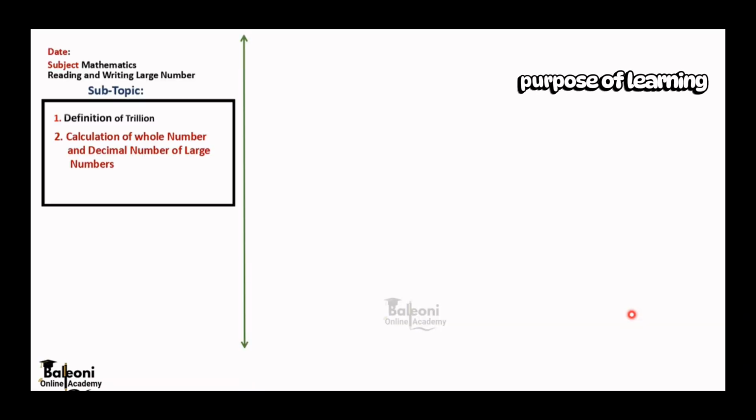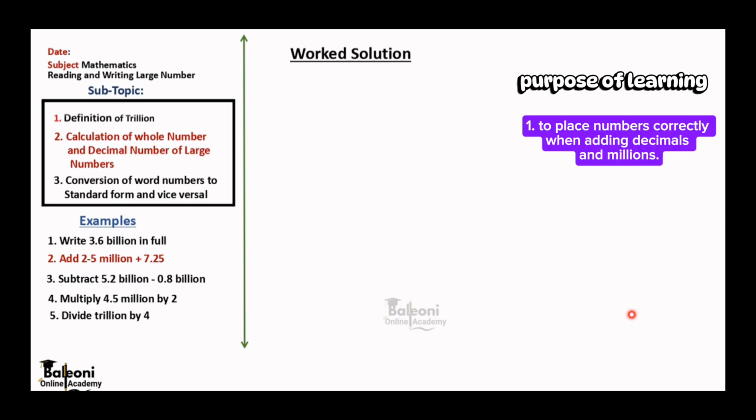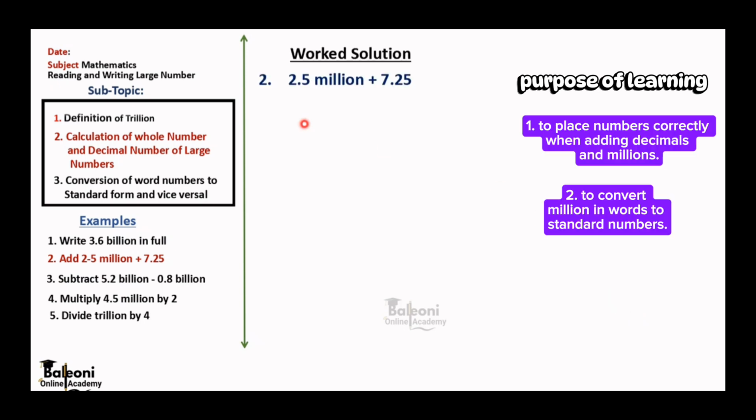Let's solve the problem here. We have 2.5 million plus 7.25. So the first thing we need to do is to write out 2.5 million in standard form. That is, write it out in numbers. So let's arrange that.